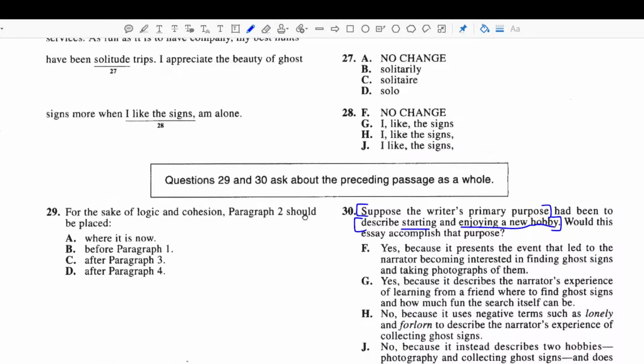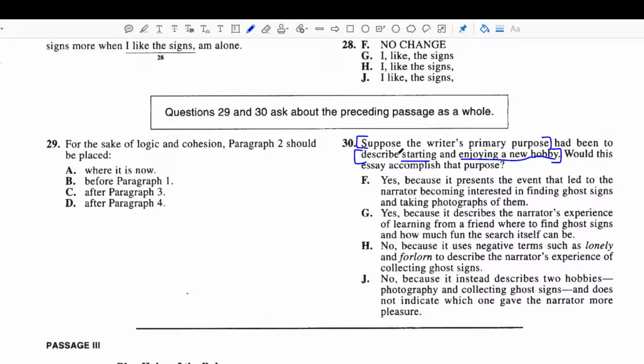Okay, I think we have enough information to figure out this answer. So does it describe starting a new hobby? Yes. In the second paragraph, the narrator states that she saw a sign and she seemed to get hooked, right? She saw the sign, she had to stop. And so that's how she got started.